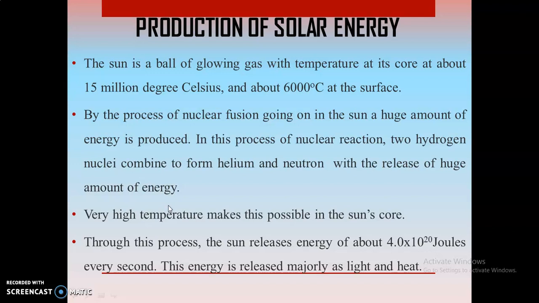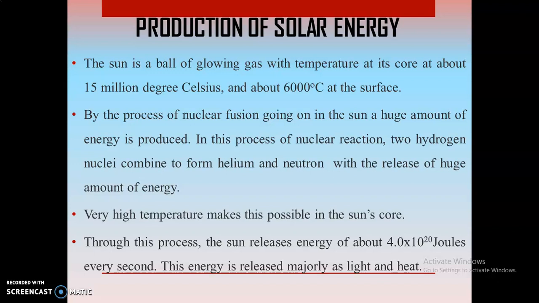Production of solar energy. How is solar energy produced from the sun? We have looked at the temperature of the sun at the surface, 6,000 degrees Celsius, and the temperature of the sun at its core, 15 million degrees Celsius. Now, for this process of production of the solar energy, there is a reaction going on in the sun's core, which we call nuclear reaction.